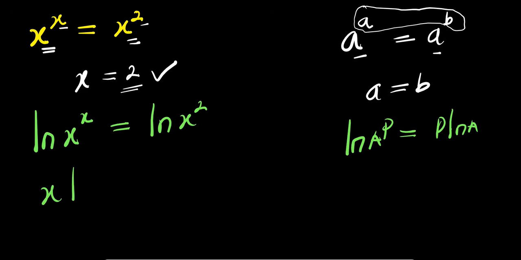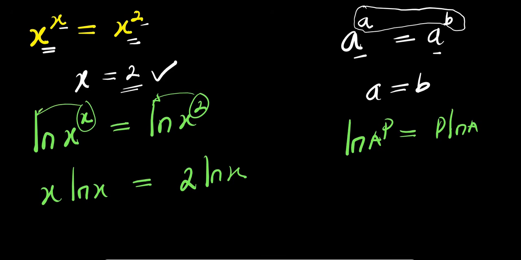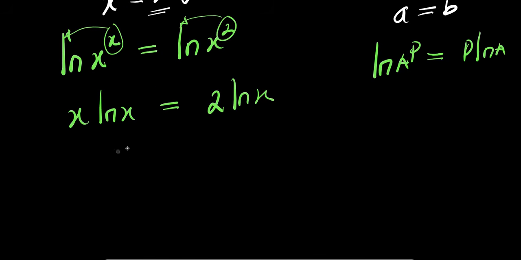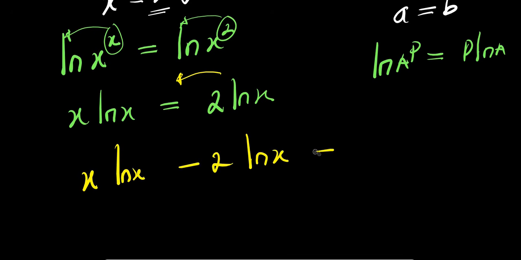So you have x times natural log x equals 2 times natural log x, because this 2 comes behind this and x comes behind this as well. So right now, what we can do is move this over here to have x times natural log x minus 2 times natural log x equals 0.